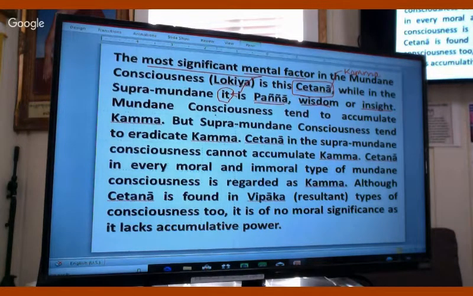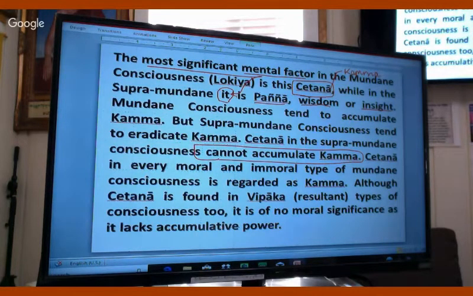So Chetana in the supramundane consciousness cannot accumulate karma power, because Panya is the leader. Panya always tends to eradicate the power of karma. That's why when we practice meditation, we stop the karmic energy, but that's temporary, moment by moment. Moment by moment we can stop the power of karma. But if you attain the supramundane consciousness, you can permanently eradicate the power of karma.